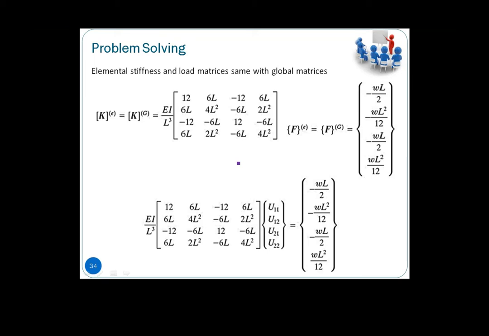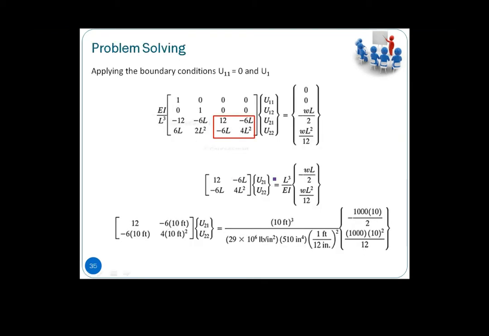Our load itself, because it's distributed, we have negative, like what I mentioned to you. This is referring to UI1, UI2, UJ1, UJ2. Then arrange everything. Then we have the full KU equals F, then we can solve it. Before we solve it, we have to apply the boundary conditions.